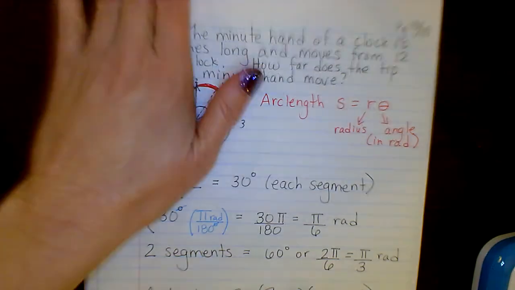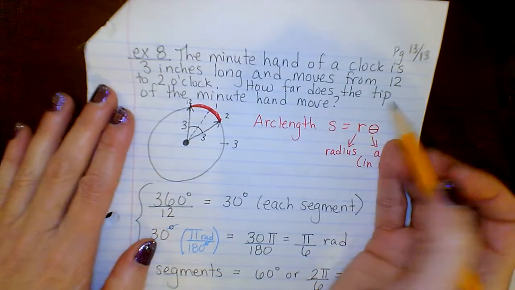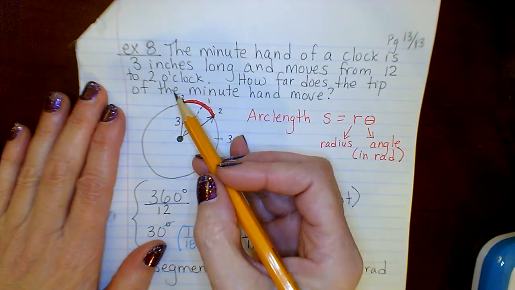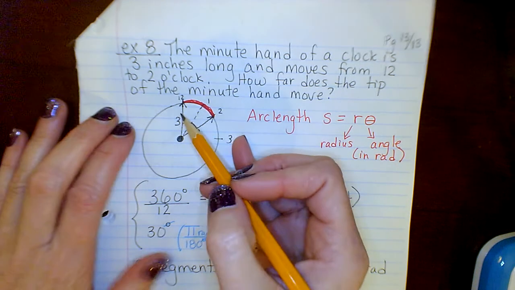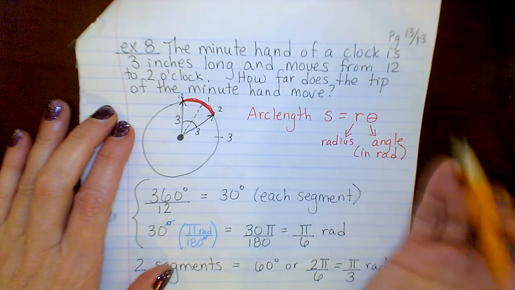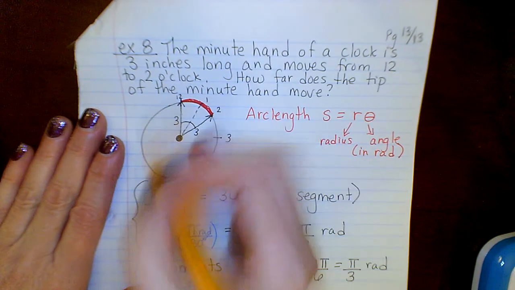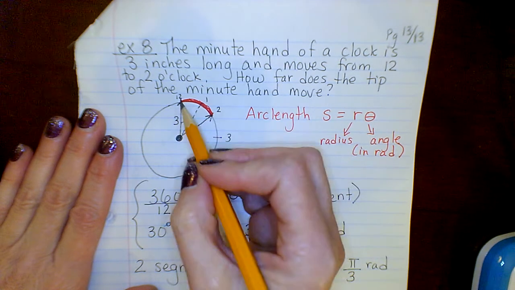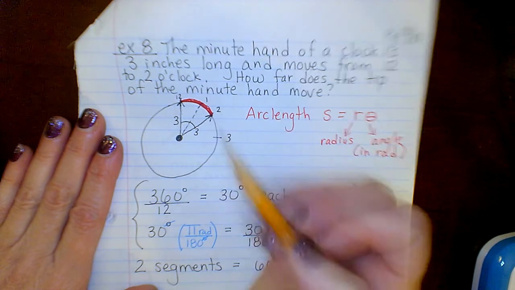All right, last one. The minute hand of a clock is 3 inches long and moves from 12 o'clock to 2 o'clock. How far does the tip of the minute hand move? So let's draw a picture of what's happening here. So we've got a clock, which is circular here. This minute hand is going from 12 to 2.